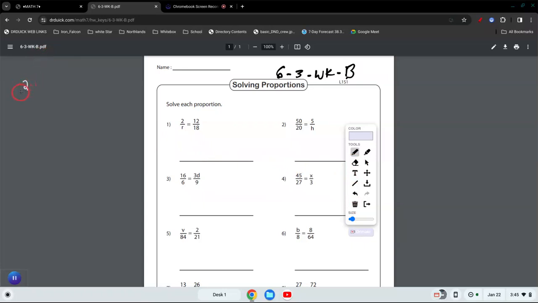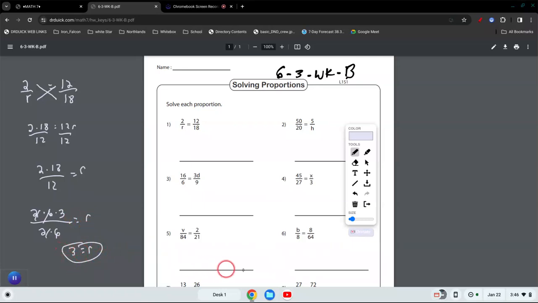I'll put 2 over r equals 12 over 18. It's called cross multiplying. It goes like this, right? So I end up with 2 times 18 equals 12r. Then I take the 12 and put it underneath both sides, okay? So I end up with 2 times 18 over 12 equals r. Then I break into its factors. 2 times 6 times 3 over 2 times 6, cross, cross, cross, cross. That's going to be equal to r. 3 equals r, all right? That's a fast way of doing it, all right? Now that's if the r is on the bottom.